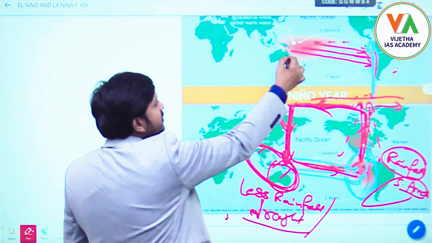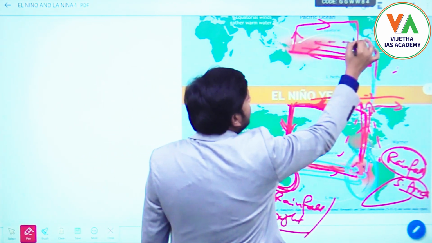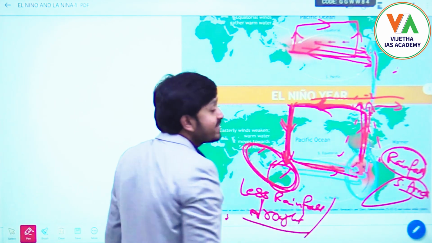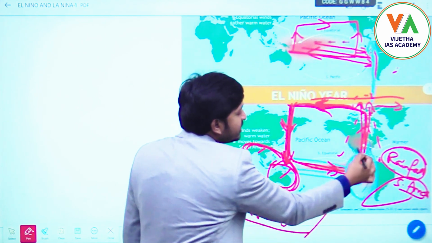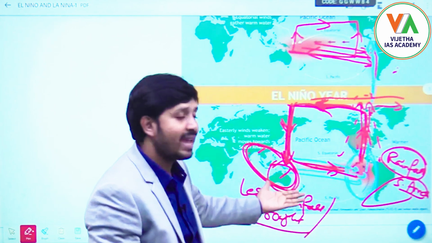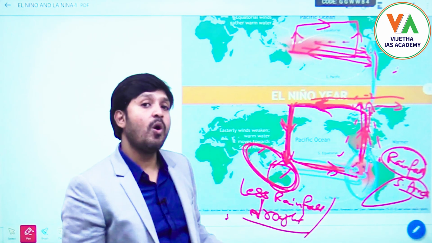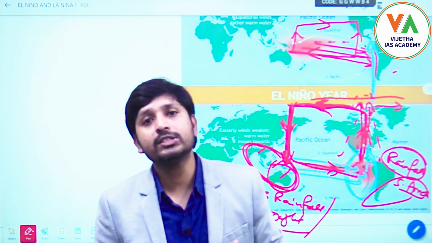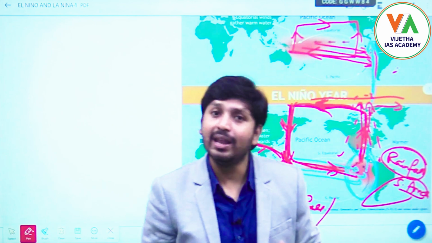But previously, this is the Walker cycle, right? This is the Walker cycle, but now the Walker cycle has been reversed. Can you see? This is the Walker cycle which has been reversed in this El-Nino case. This is a normal year, this is an El-Nino year, where the Walker cycle has been replaced. The warm water on the Australian coast will move towards the South America coast, and the cold water on the South America coast is replaced by warm water, which is nothing but what is called an El-Nino year.